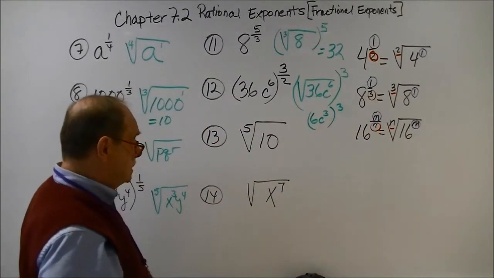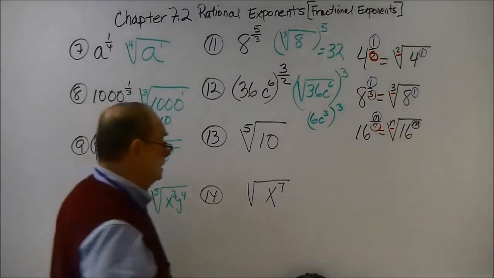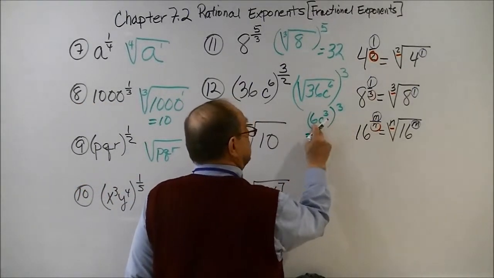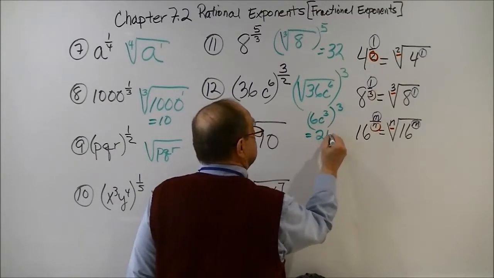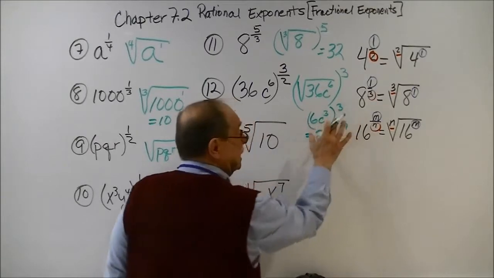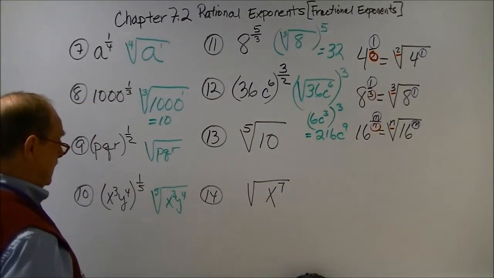Now, 6 to the 3rd, I should remember that, but it's 216. This is going to equal 216 c to the 9th. That's where I got the 9 from before. I'm thinking ahead a little bit.